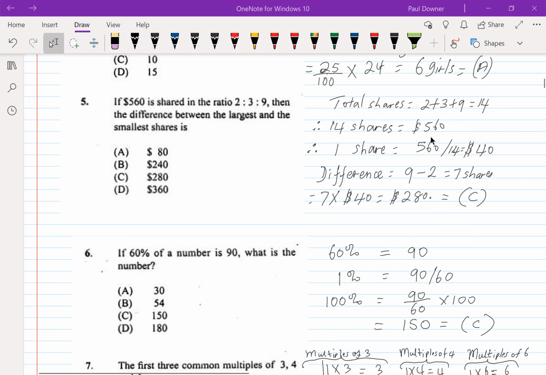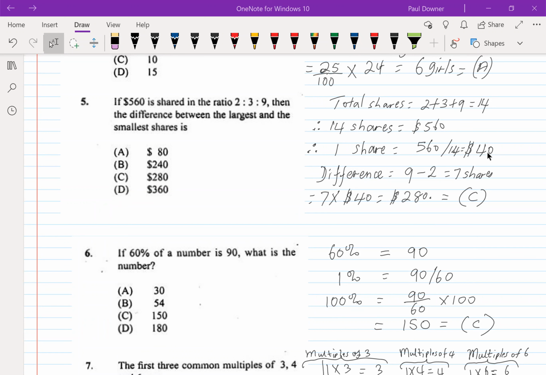Now, in the unitary method, which is what we would normally use in these circumstances, you find the value for one share or one unit. So that means I'm going to divide by 14 on both sides. So one share would be 560 over 14, which works out to be $40. $560 divided by 14 would give us $40.